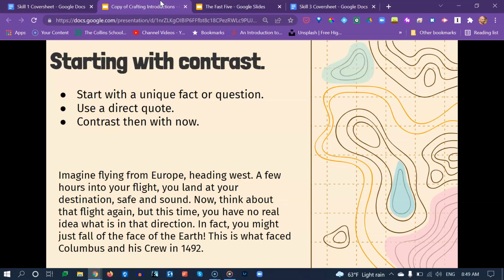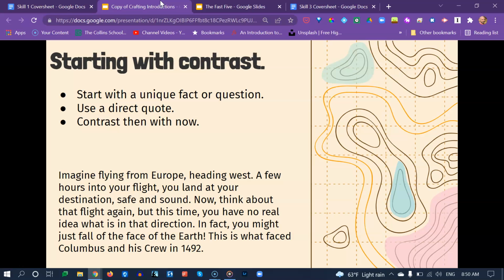So again, starting with something that maybe someone didn't know, trying to intrigue them to read on to find out more. And I could start with contrast. Imagine flying from Europe, heading west. A few hours into your flight, you land at your destination safe and sound. Now, think about that flight again, but this time, you have no real idea what is in that direction. In fact, you might just fall off the face of the earth. This is what faced Columbus and his crew in 1492. So again, connecting the past with the present, making your audience think about something that maybe they hadn't thought of before.